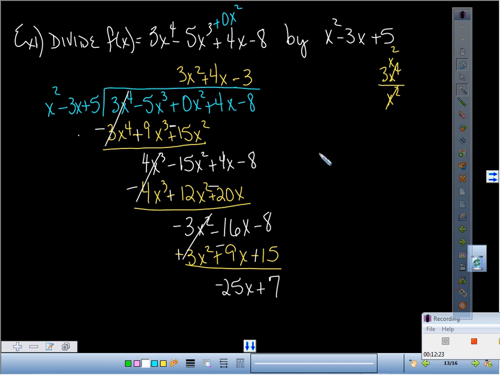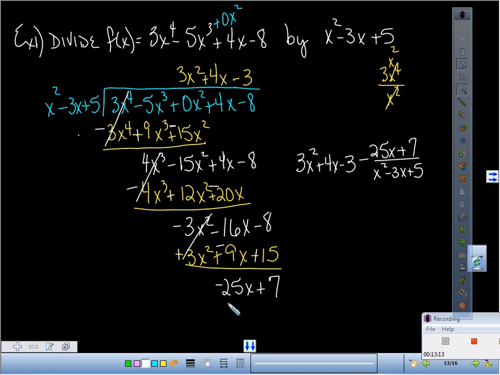So, my answer, 3x squared plus 4x minus 3, what? Negative 25x plus 7 over x squared minus 3x plus 5. Yes or no? No. Why? What's wrong with it?